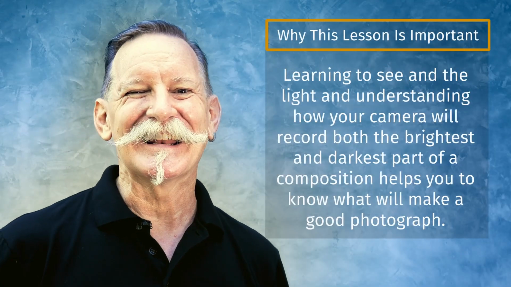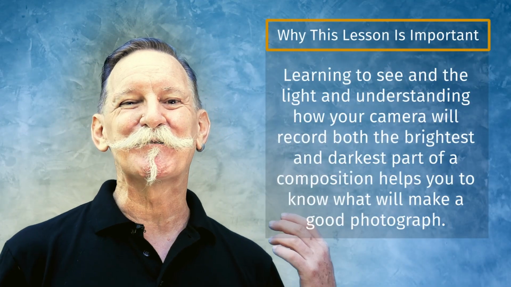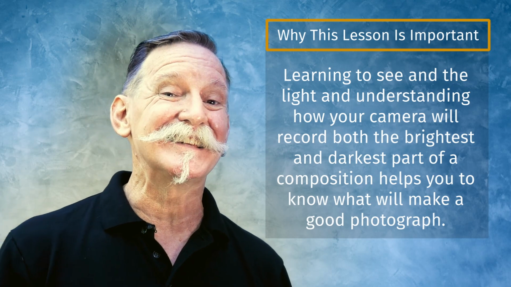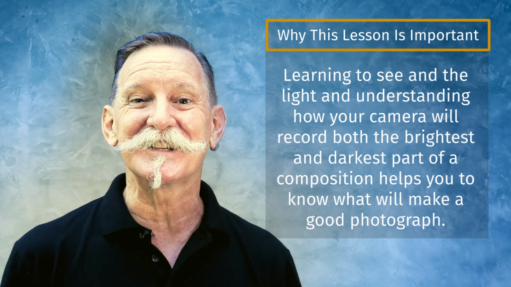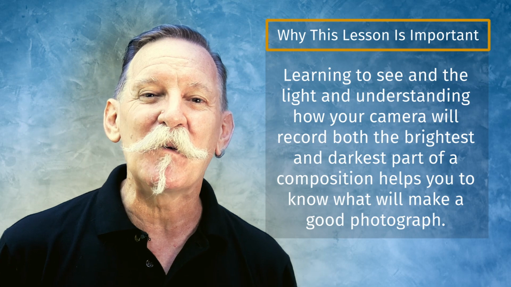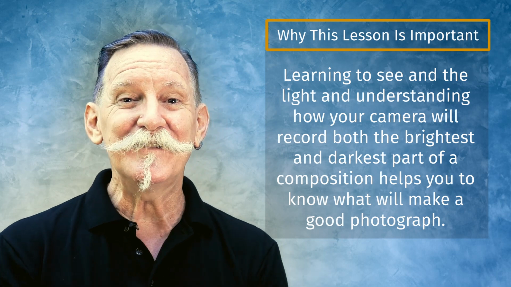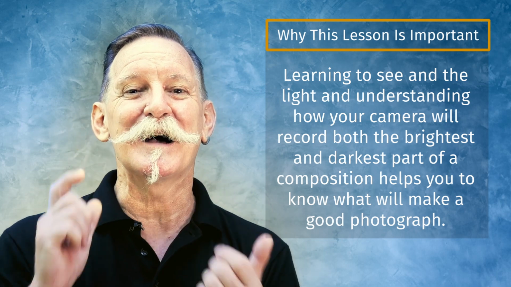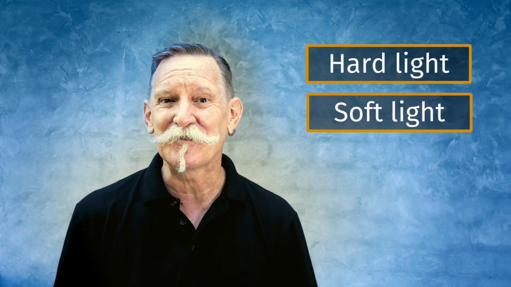Learning to see the light and understanding how your camera will record both the brightest and the darkest part of a composition helps you to know what will make a good photograph even before you bring your camera up to your eye. There are two main types of light that you need to be aware of. There's hard light and soft light.